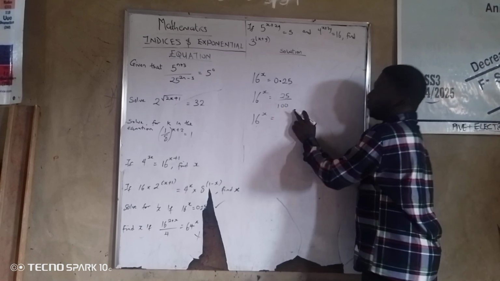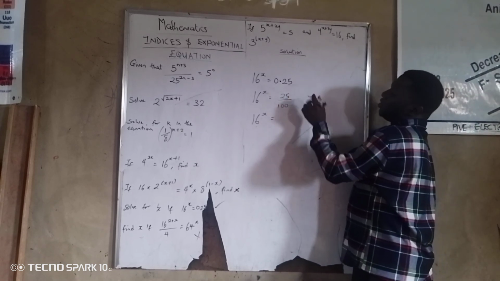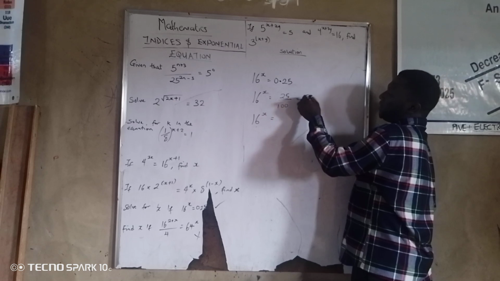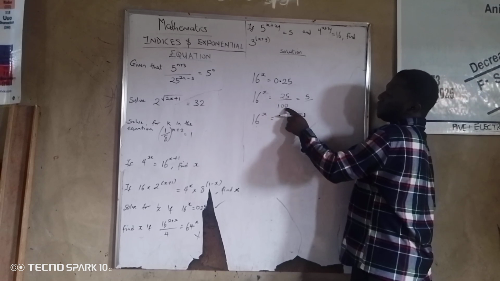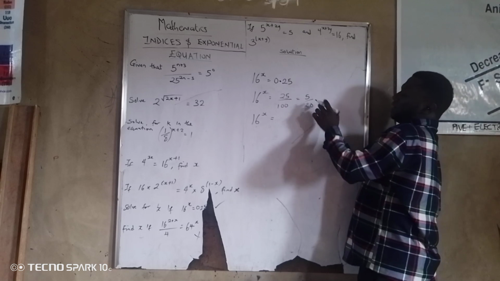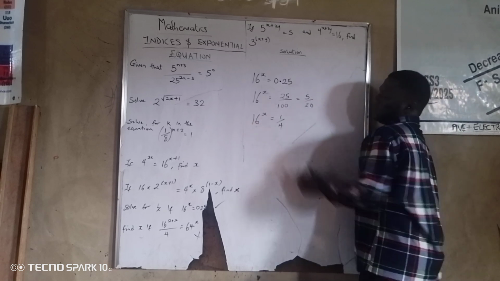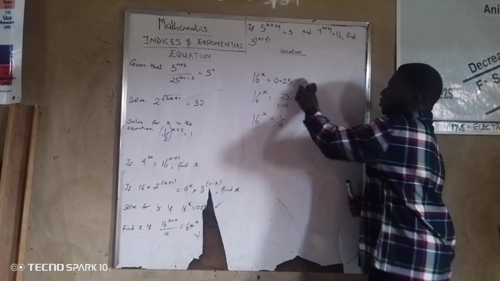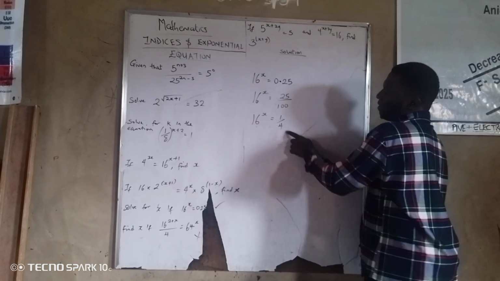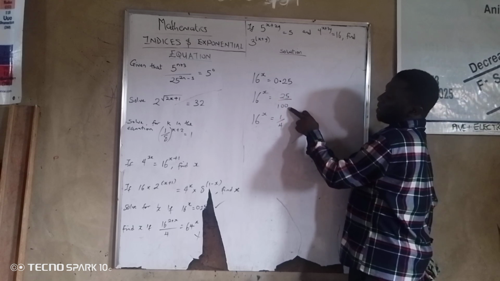This is not the lowest form. There's a number that can divide the two of them. 5 can divide this. If you use 5 to divide 25, you have 5. Use 5 here, you have 20. 5 can still divide the two of them. So 5 in 5 is 1, and 5 in 20 is 4. So in a nutshell, 25 over 100 is just the same thing as 1 over 4. If you divide 25 by 25, you get 1. Divide 100 by 25, you get 4.